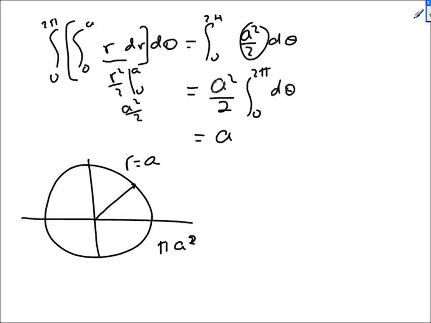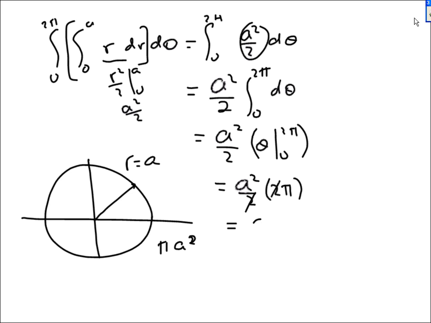But the integral of d theta is theta from 0 to 2 pi. This is a squared over 2 times 2 pi minus 0. This cancels out, and you get a squared pi, which is the same as pi a squared, which we said we'd get. So we just derived that the area of a circle of radius a is pi a squared.